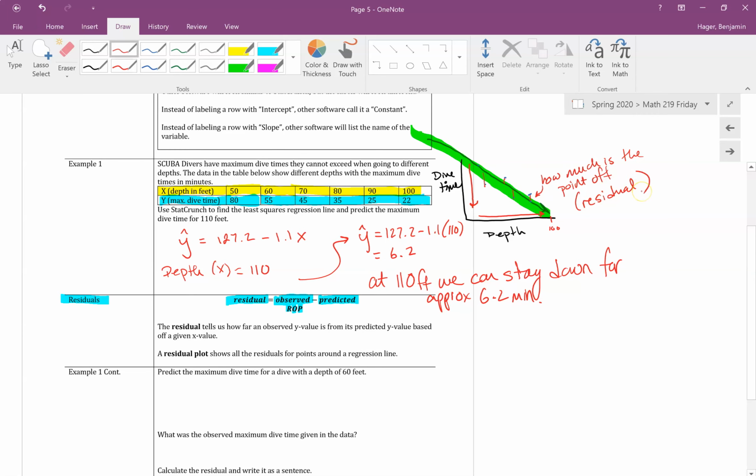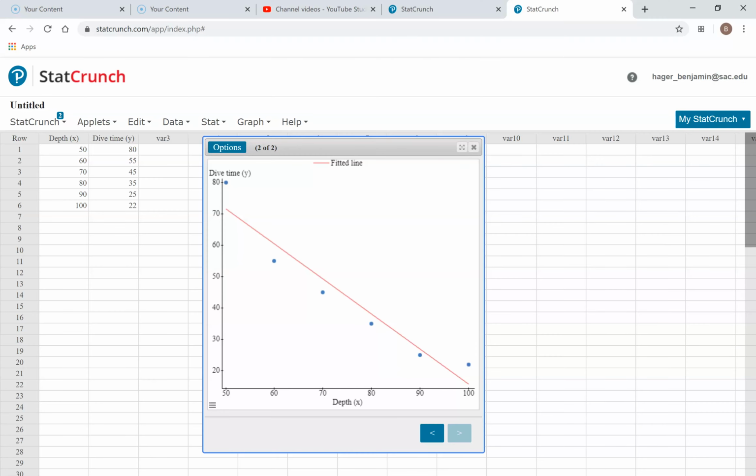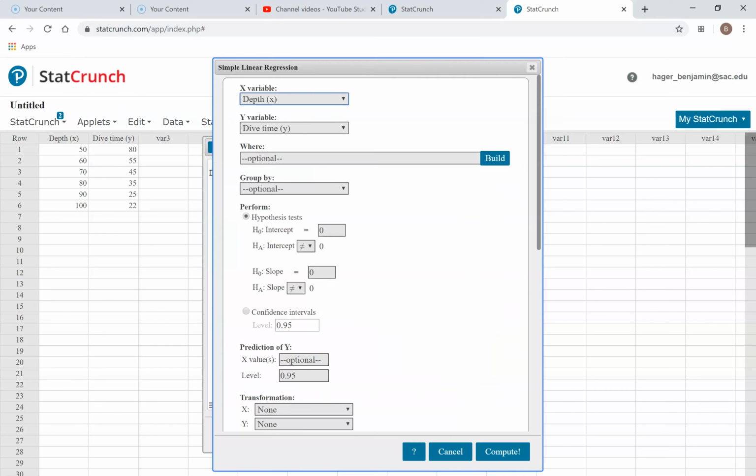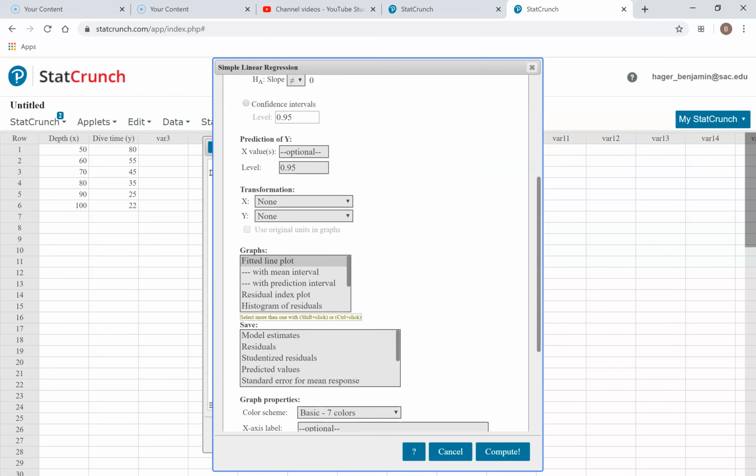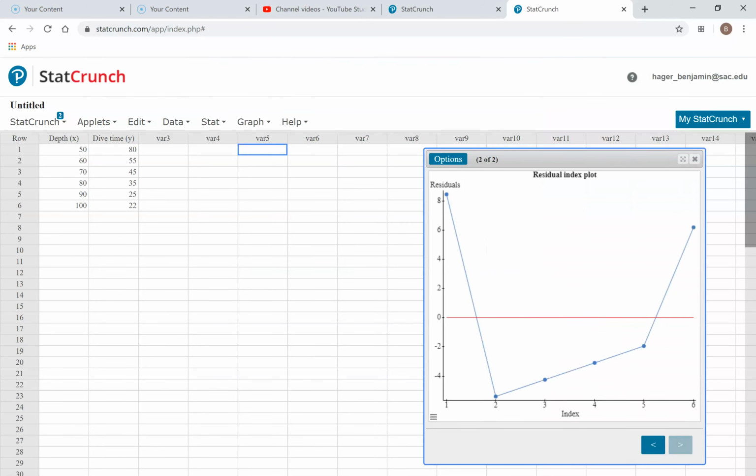So let me go back to StatCrunch and put that feature on real quick. Let me go to options, and I want to see the residual index plot. I think that's the one I want. Let's see. Not quite what I was picturing.